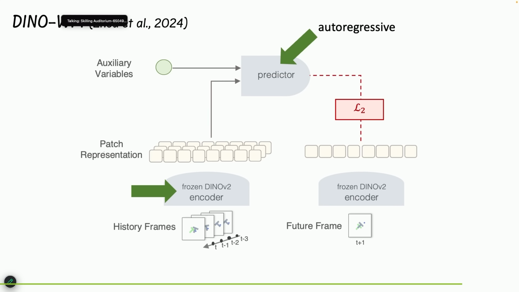But here I want you to think about, is this patch representation what humans really do? Are we patchifying the image to predict the next step? Probably not.